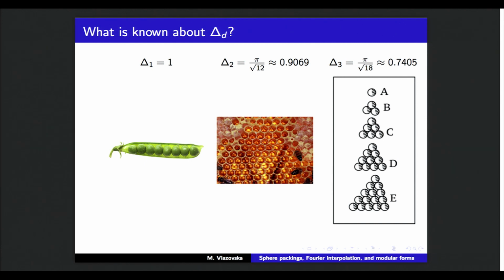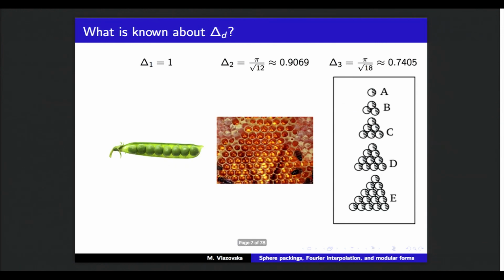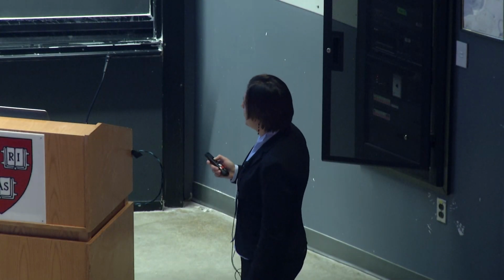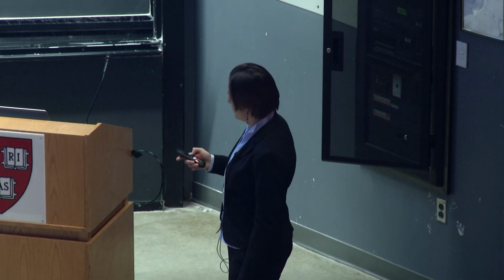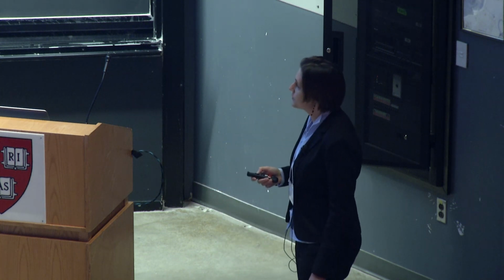Maybe another thing I wanted to say is that all these problems are now rigorously solved. The dimension 2 problem was solved at the turn of the 19th and 20th century by Axel Thue, who was the first to give an argument for it. And the Kepler conjecture was famously solved by Thomas Hales. So this is what we know.